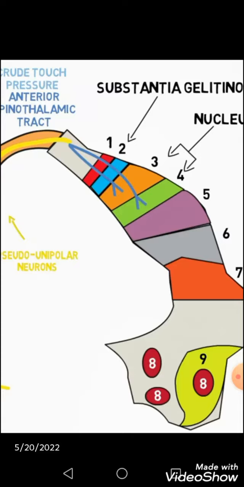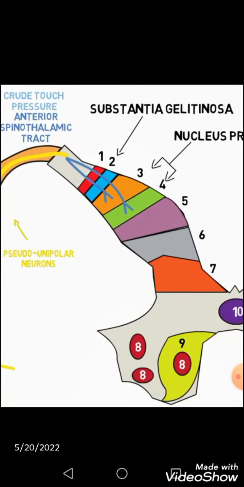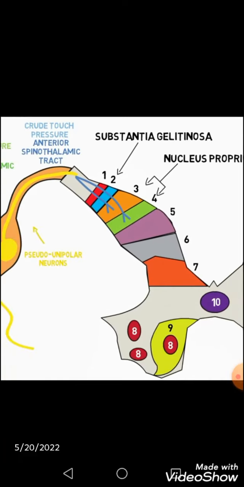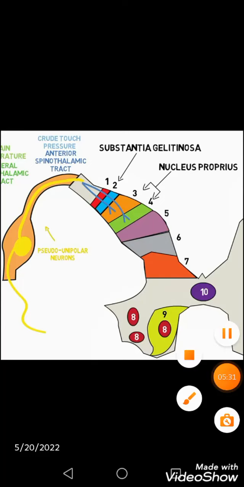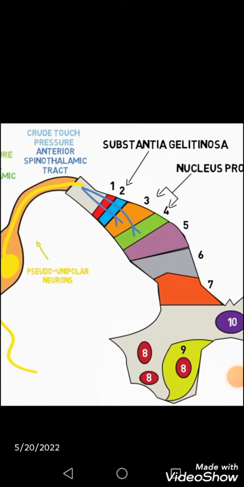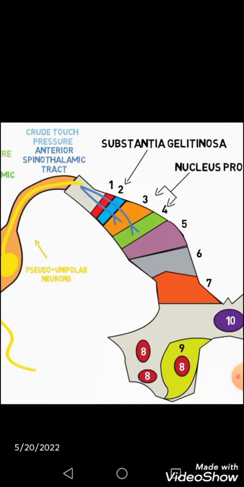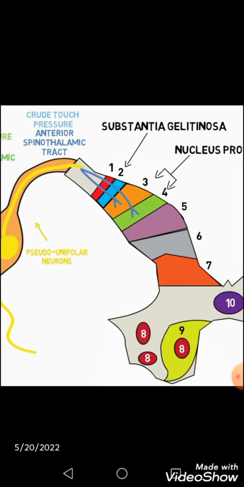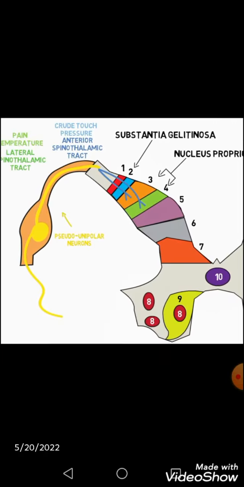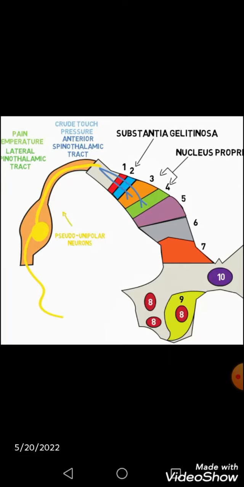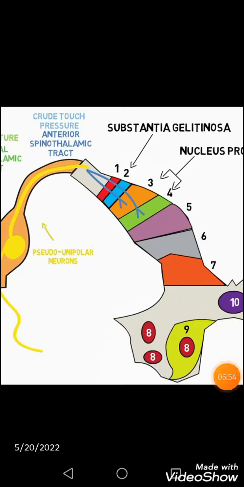And number 2 is forming the substantia gelatinosa. And what else do you see? That the 3-4 lamination forms the nucleus proprius, right? The anterior spinothalamic is taking the first order neuron up to the nucleus proprius, the third and fourth lamination. And the lateral spinothalamic tract is taking information towards the substantia gelatinosa, the number 2 lamination, right?